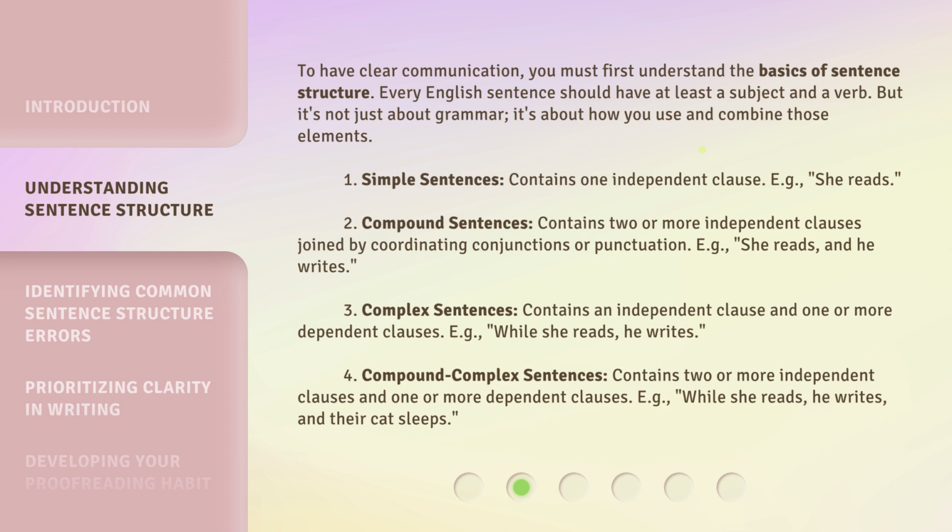3. Complex sentences. Contains an independent clause and one or more dependent clauses. E.g., while she reads, he writes. 4. Compound complex sentences. Contains two or more independent clauses and one or more dependent clauses. E.g., while she reads, he writes, and their cat sleeps.